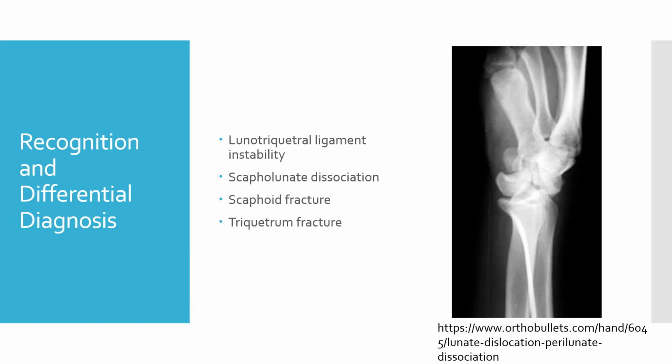Recognition and differential diagnosis. So the differential diagnosis can be a lunotriquetral ligament instability, scapholunate dissociation, a scaphoid fracture, or a triquetrum fracture.